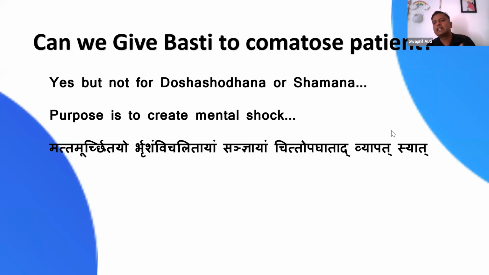So this is nothing but creating the mental shock, because there is a relation between the gut and brain through the gut-brain axis, that is the enteric nervous system which is acting. In garbha kal, whenever there is brain development, there is a relation between gut and brain. Both are derived from the same type of tissues, and because of that, many receptors are similar and present in the brain and also in the gut. It is seen that whatever receptors are there for the pituitary in the brain, similar receptors are there in the gut also. So if you stimulate them, the brain gets stimulated. The same logic is applied here, and through that mental shock only this Basti is acting. It is not for Vata Shaman or Vata Shodhan.